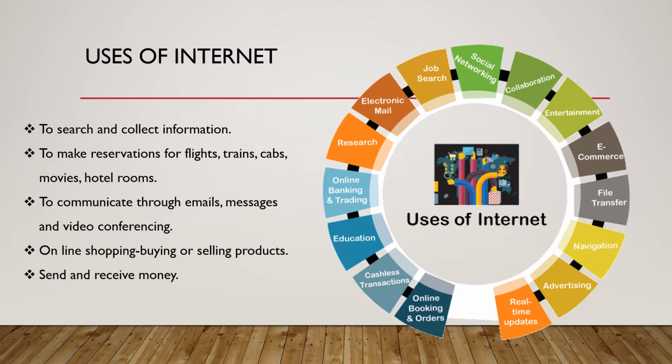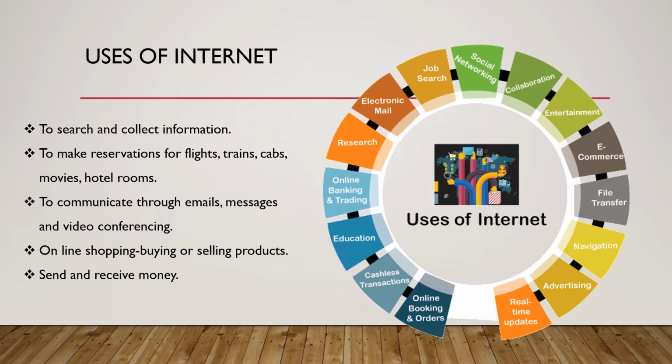Now, uses of internet. We are using internet in every field. We are using internet in banking sector, in education sector, in research sector. We are sending mails, sending messages, receiving messages with the help of internet, means in communication field also, right? We are using internet in social networking. I mean, social networking is also done with the help of internet, right? Entertainment is there. We can transfer files with the help of internet.